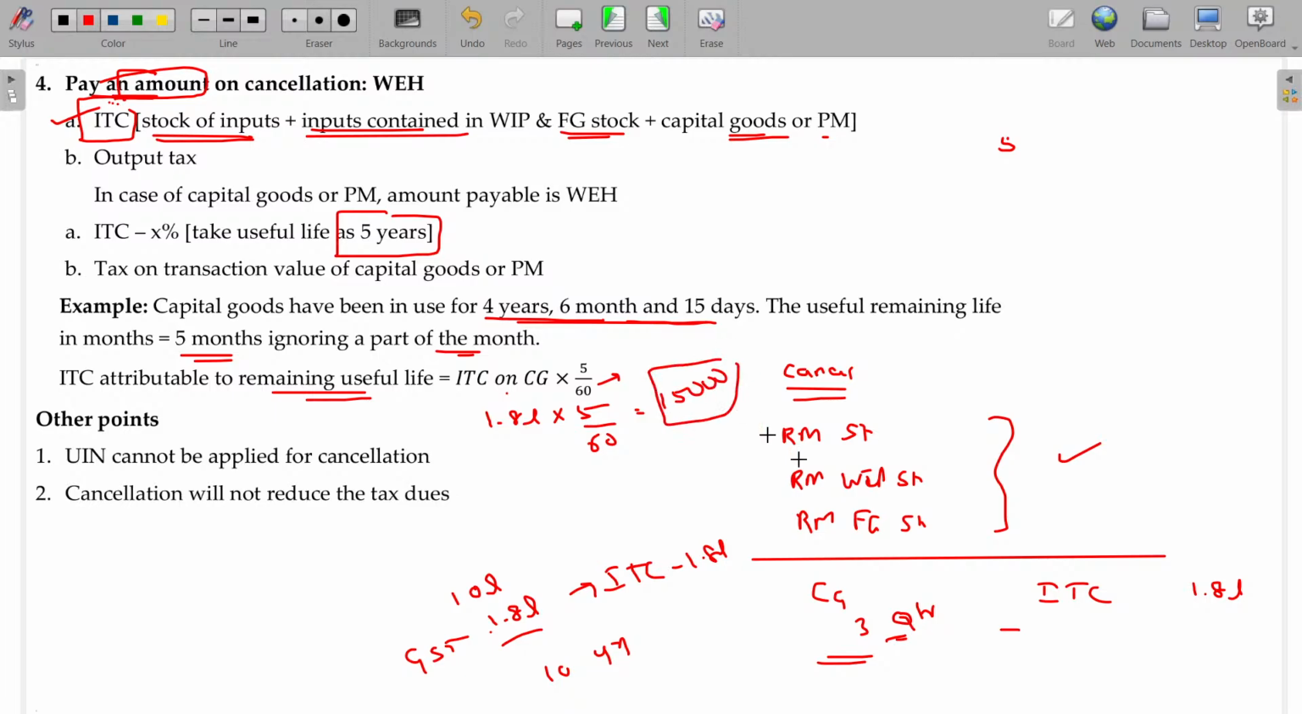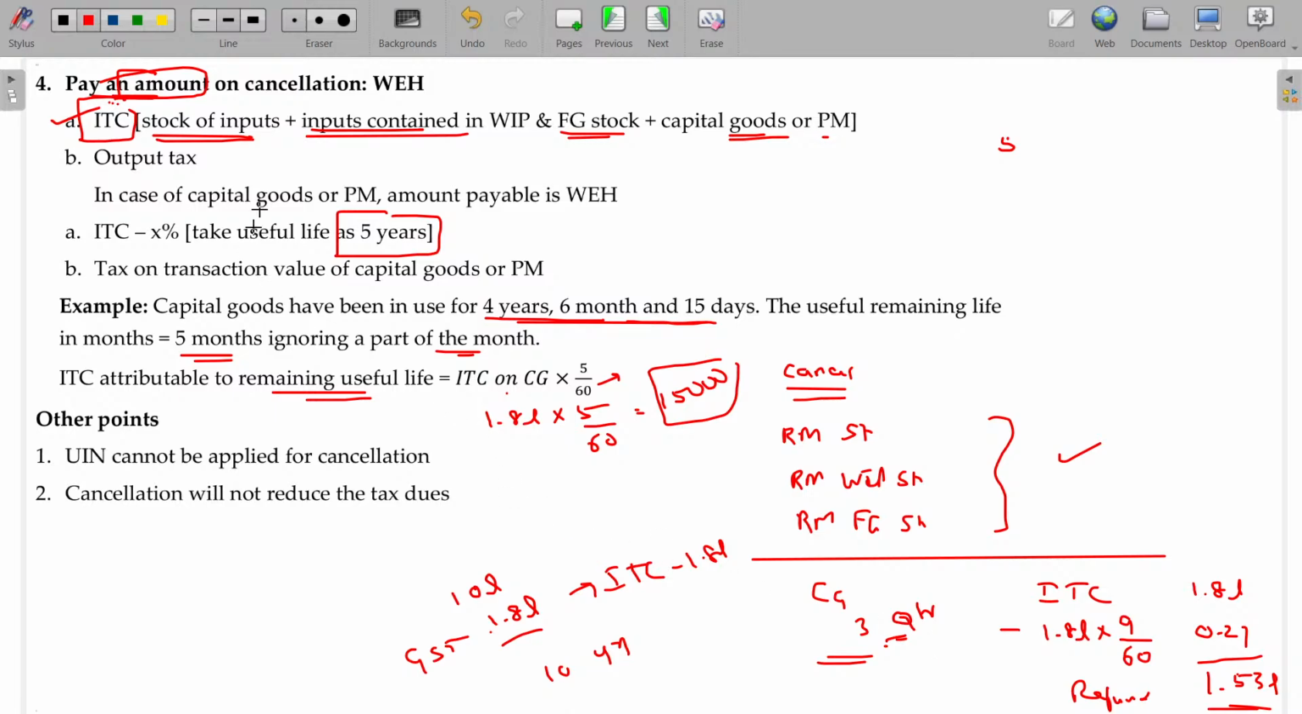15,000 is refundable. Similarly here, if you use 3 quarters, 1.8 lakhs into 3 quarters, means 9 months you used completely out of 60. What is the remaining life? Sorry, 51 being the remaining. 9 will be ineligible, balance is eligible. 9 by 60, 27,000. Balance 1.53 lakhs should be refundable. For the remaining life extent of the capital good, ITC on the capital goods is refundable.